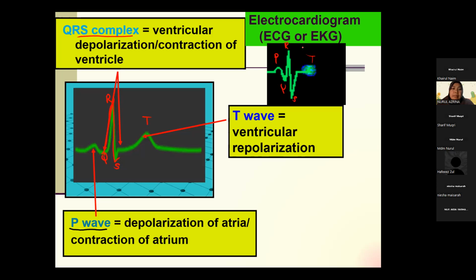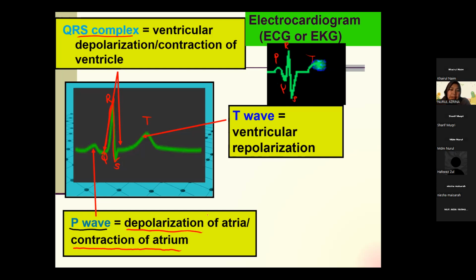Okay, so the P wave. Remember, what happened during the P wave? So how do we get this wave? The SA node spreads the signal to the wall of the atrium and causes the atrium to contract. So you can see that this wave actually represents contraction of the atrium, or what we call depolarization of the atria.